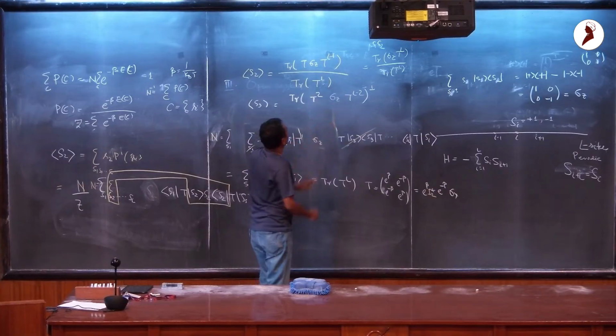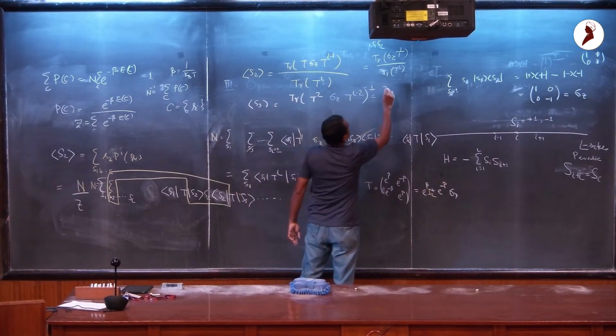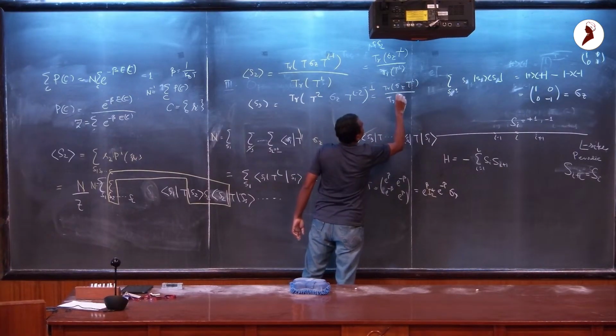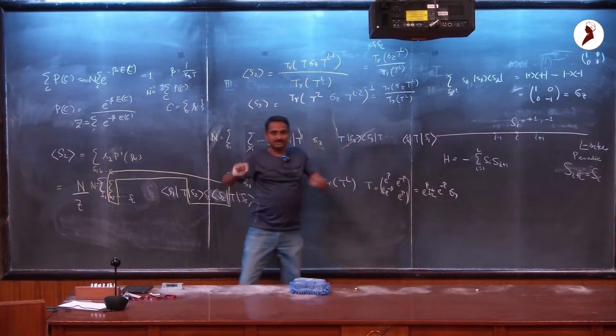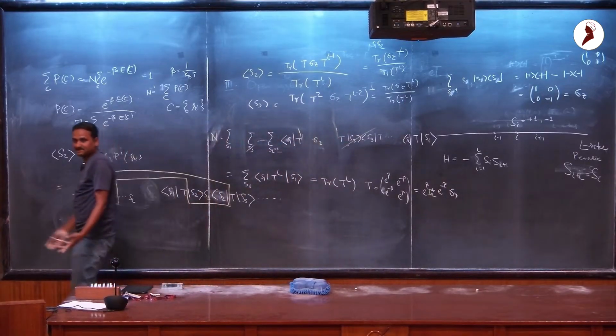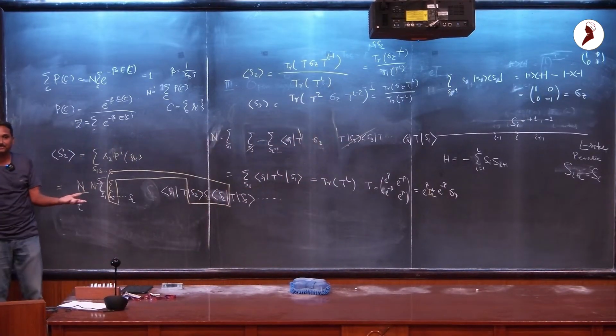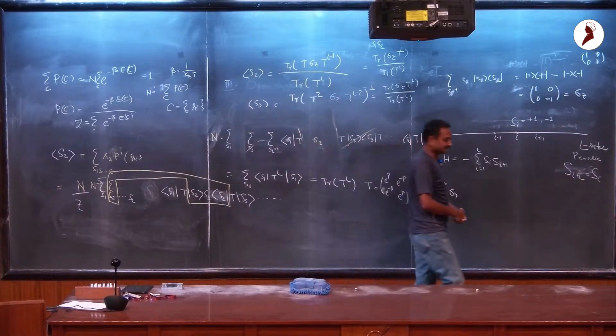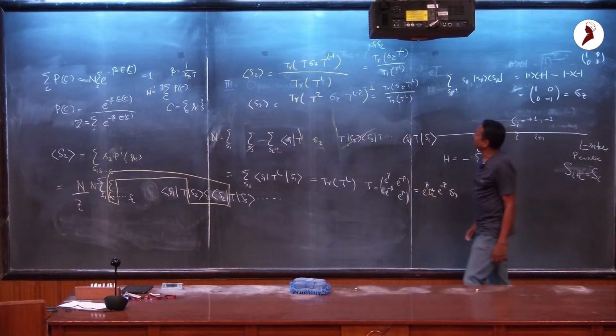And this one is also the same: trace of sigma z T to the power L divided by trace of T to the power L. So this is very natural, because wherever you calculate, the expectation value has to be the same, because it's on a ring. There is no special site on a ring, okay? But what is the magnetization value?